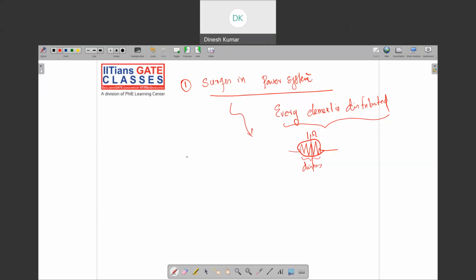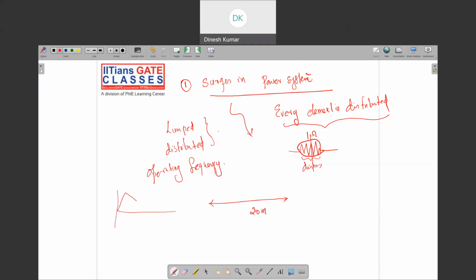So when can we consider something as lumped and something as distributed? It depends on the operating frequency. We can do a small example to understand. Just consider a 20 meter line. Assume a transmission line of 20 meters. It's very, very small. Now we give a frequency of 50 hertz, a sine wave of 50 hertz.